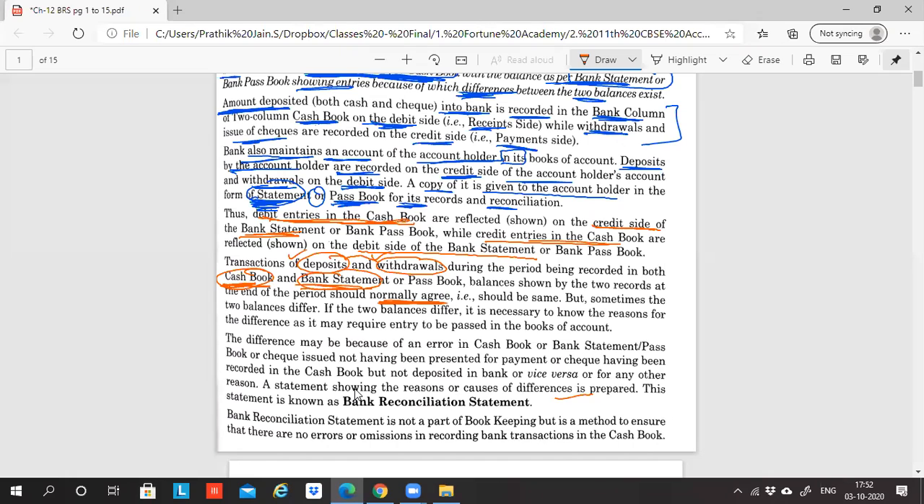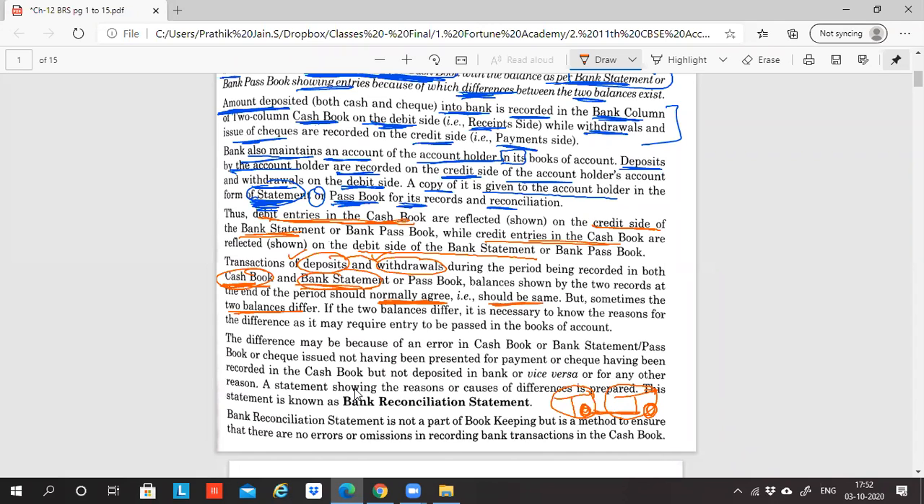What they are trying to tell is, you recorded 10 transactions in the cash book and the bank recorded 10 transactions in the bank statement. Same values, everything is the same. The balance of the bank in the ledger and the balance of the bank in the statement, will both agree or not? Will this be the same or not? It will be the same, right? So that's what they're telling. Normally it should be the same, but sometimes the two balances will differ.